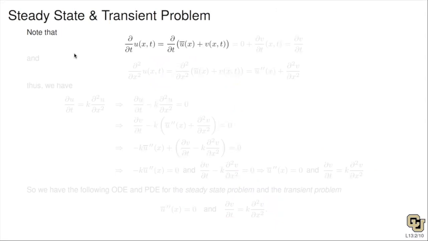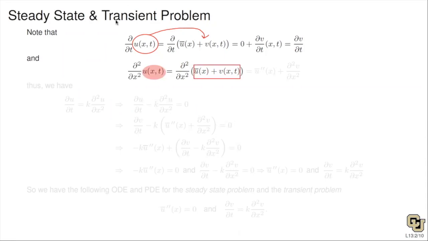Okay. So here, let me work out the left-hand side and the right-hand side of the heat equation separately. So partial U, partial T, I replace U with U bar plus V. And U bar is not a function of T. So this is equal to 0 plus partial V, partial T, or just partial V, partial T. And on the other side of the equation, I start with the second partial of U with respect to X. Once again, I'm replacing U of x, t with U bar plus V.